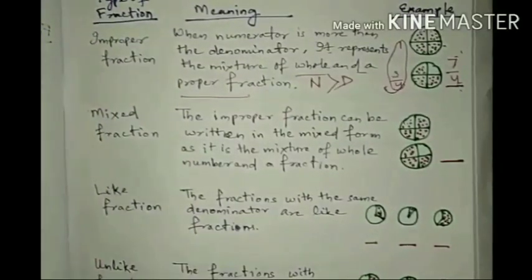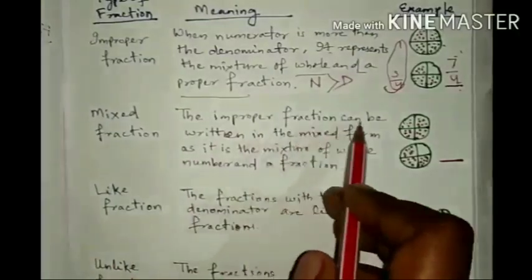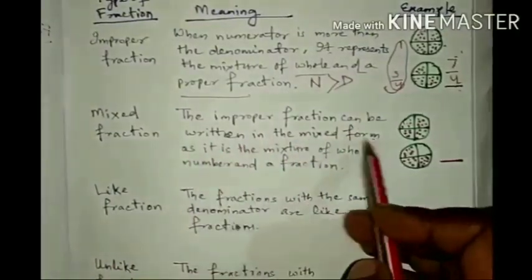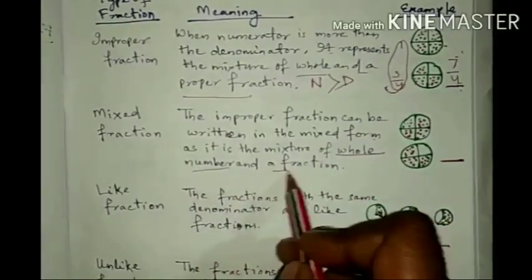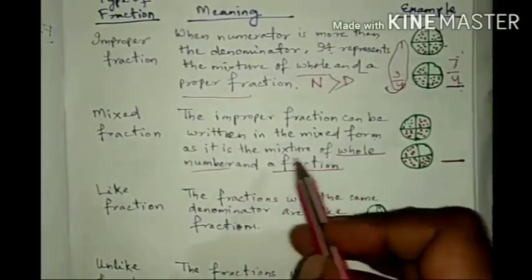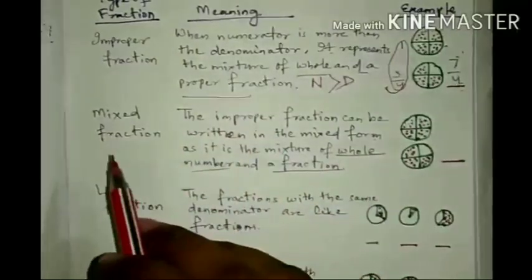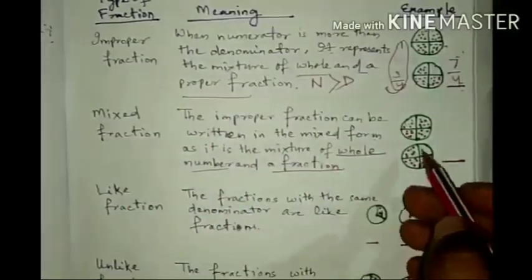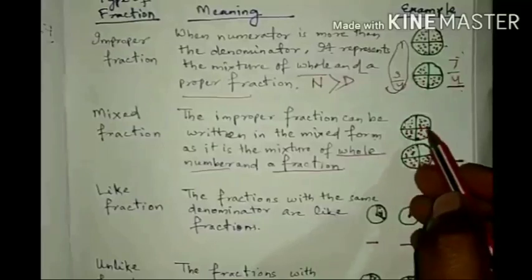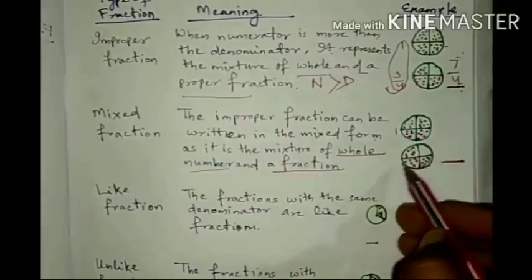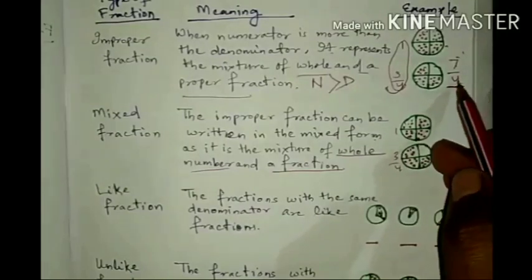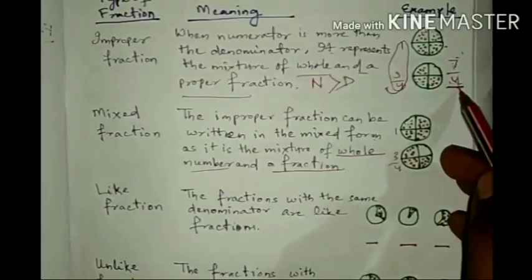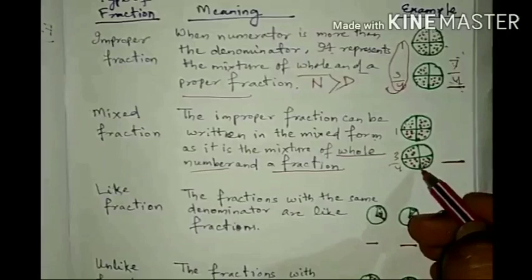Mixed fraction is what? The improper fraction can be written in mixed form, as it is the mixture of a whole number and a fraction. So the improper fraction is written as a mixed fraction. So the same thing, it is whole 1 and 3 by 4. We can write this one as 7 by 4. This one also 7 by 4.